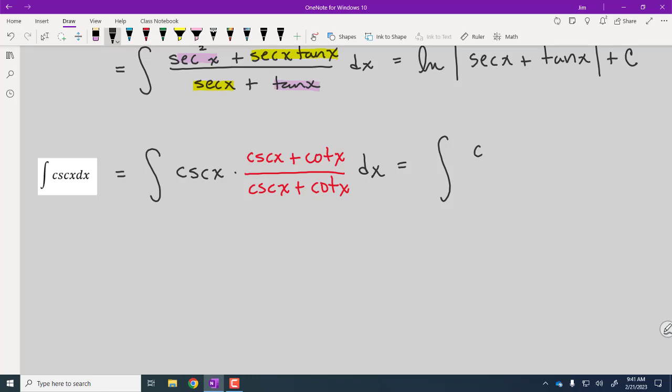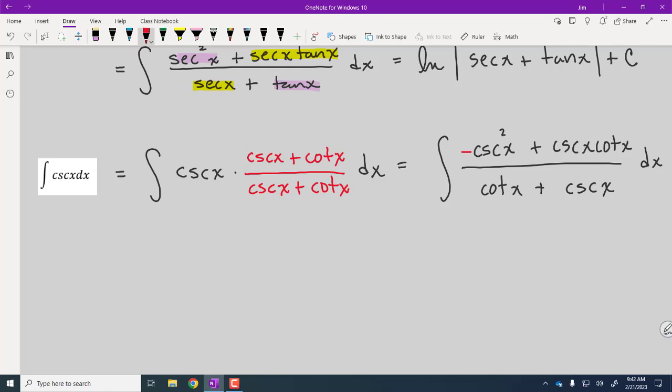Let's see what we have to do. So we get cosecant squared plus cosecant cotangent, all divided by, and I'm going to just reverse the denominator so that I have things lined up more like columns, just because this one's a little bit trickier. So what is the derivative of cotangent? Minus cosecant squared, so we definitely need a minus there. And the derivative of cosecant? Minus cosecant cotangent, so we need a minus there.